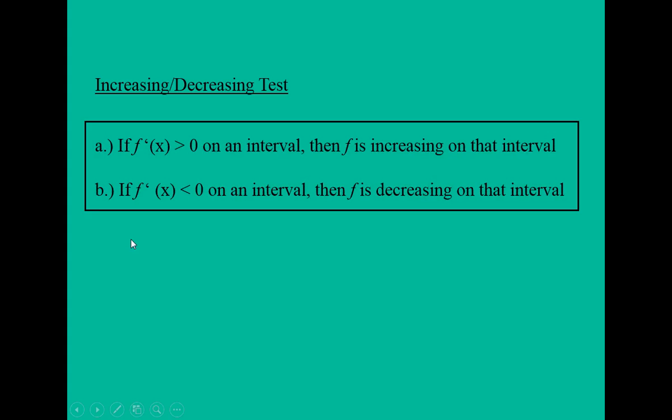That leads us to the increasing-decreasing test. If f prime of x is greater than 0 on an interval, which means the derivative is positive, then f is increasing on that interval. Part B says if f prime of x is negative on an interval, then f is decreasing on that interval.